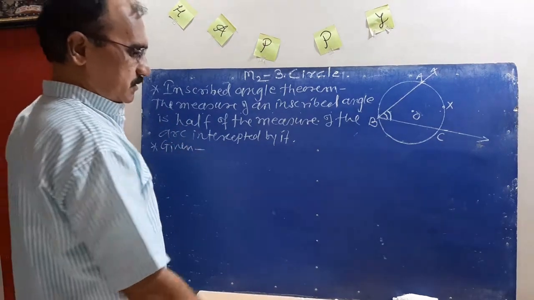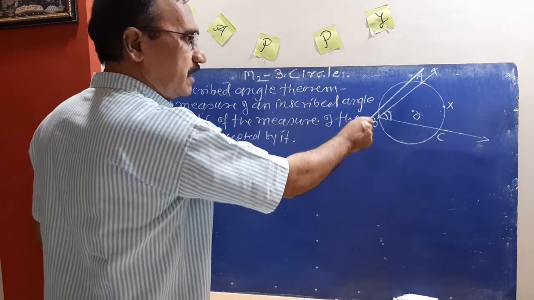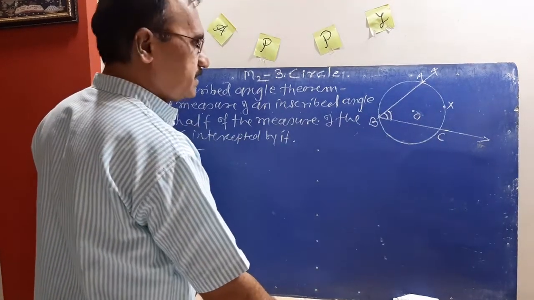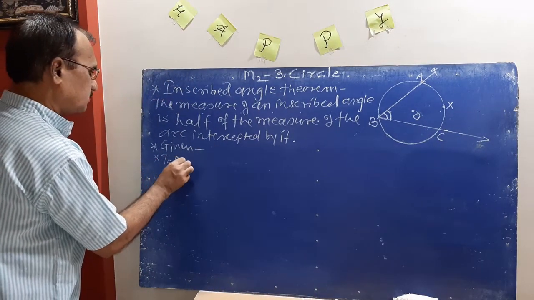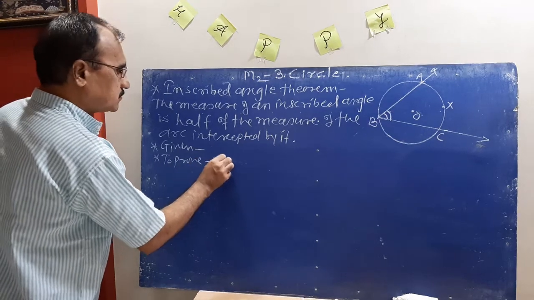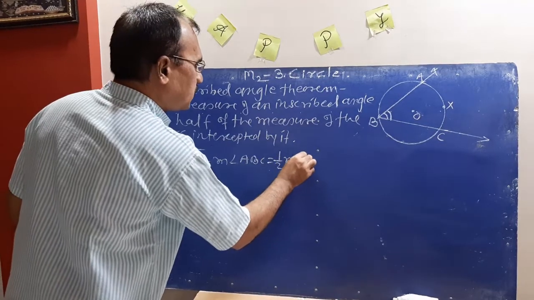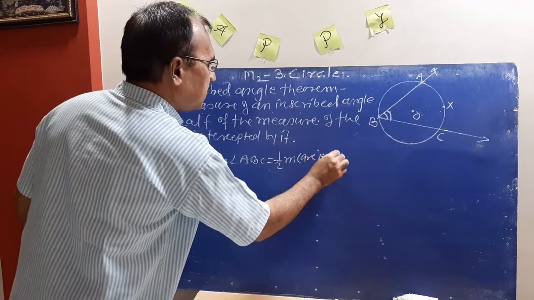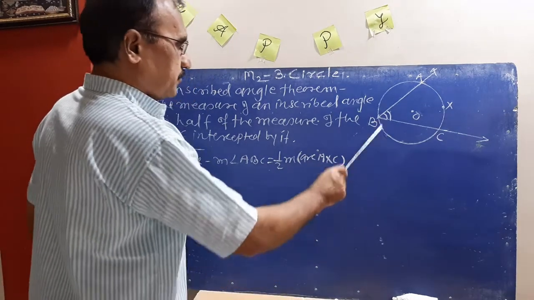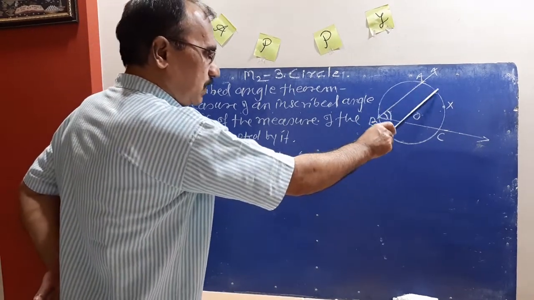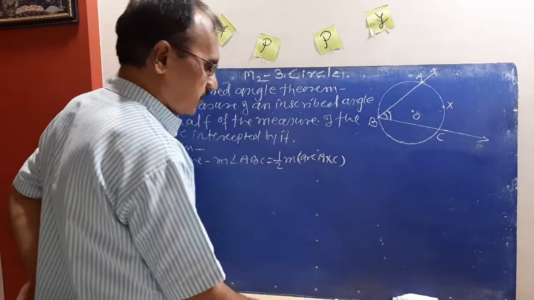You know what is given in this theorem? O-centered circle, angle ABC is an inscribed angle, and arc AXC is the intercepted arc. This is given. Then what we have to prove here? Measure angle ABC is equal to 1/2 measure arc AXC. Measure of this angle is equal to half of measure of this arc. This is called the inscribed angle theorem.